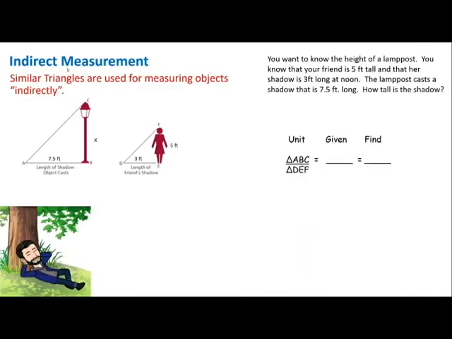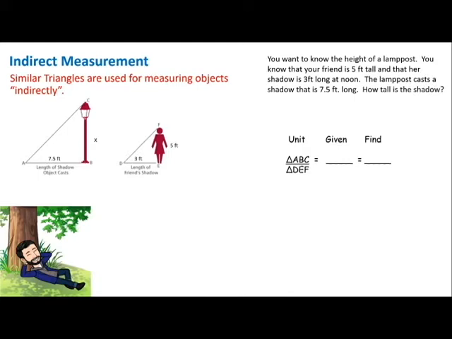Indirect measurement is when we use similar triangles to measure objects indirectly. We use similar triangles to measure objects indirectly. For example, suppose I'm walking down the street and I see a lamppost. I'm like, wow, I wish I knew how tall that lamppost was.